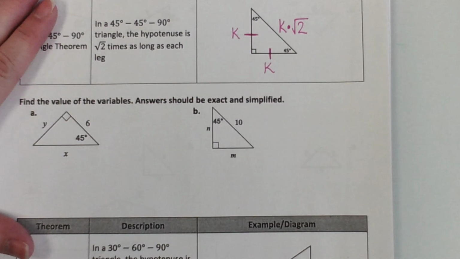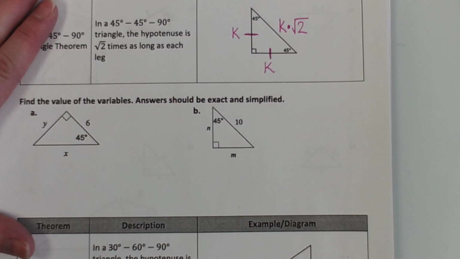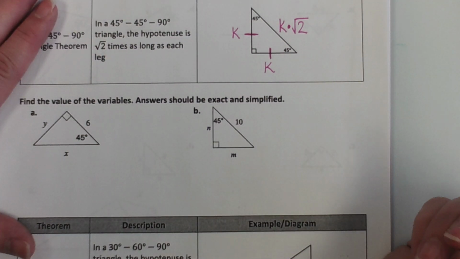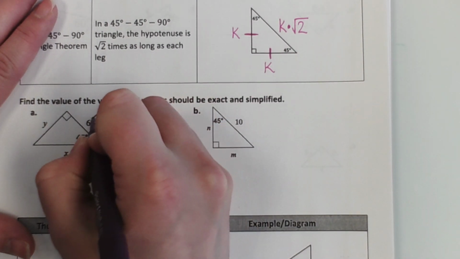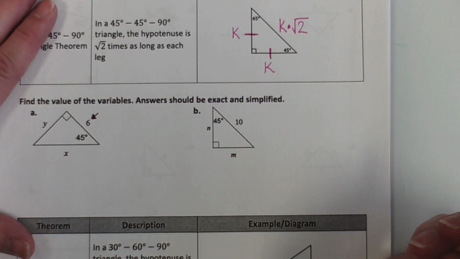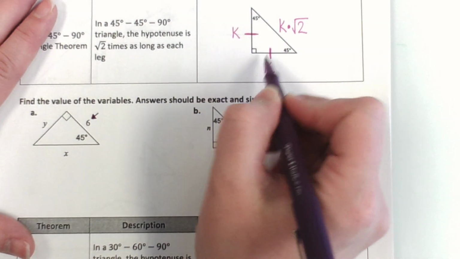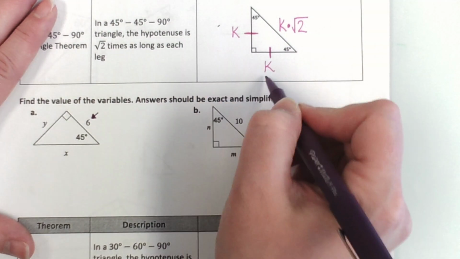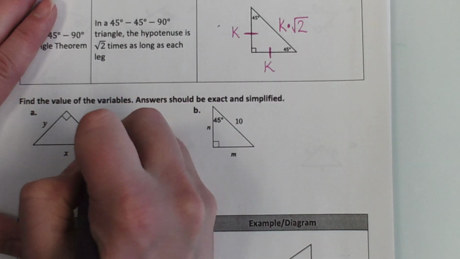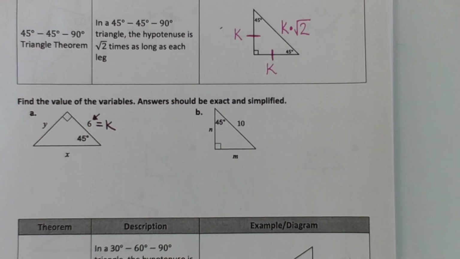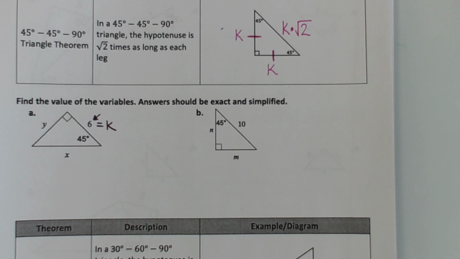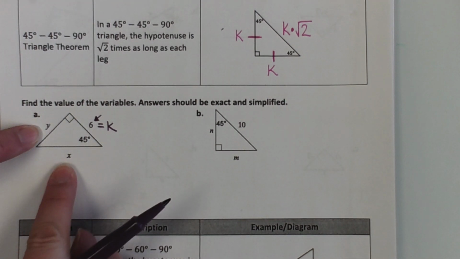First thing I do is I recognize that it's a 45-45-90 triangle. Are we okay with that? Yes. Then, the next thing I do is I look for the side length that I know. In this case, it's 6. And I label that side length with the variable that goes on those sides. Since this is a leg, that means that would be k. Now, k is not something that I actually am going to solve for in the end. It's not what I'm looking for. I'm not looking for k equals a number. I'm looking to solve for the variables x and y.